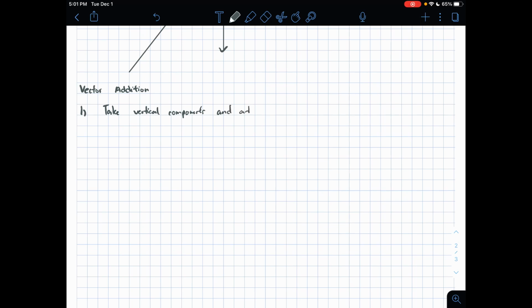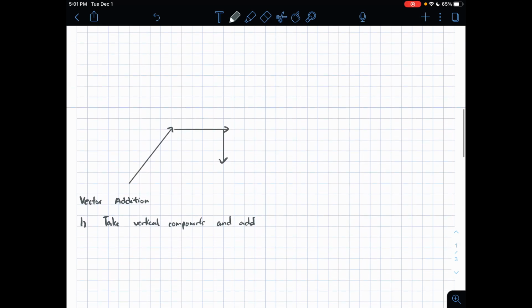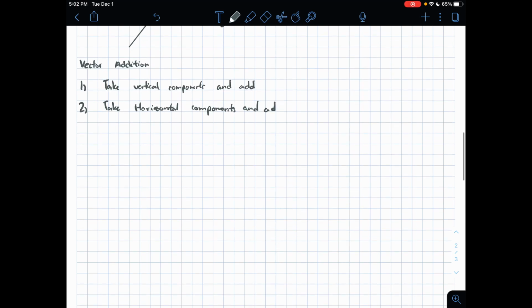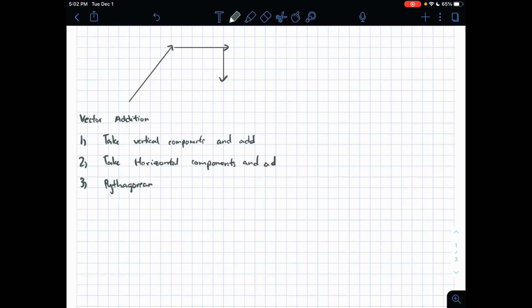Afterwards, you take the horizontal ones and you add them as well. And then your third step is to do the Pythagorean theorem to solve for C, because it'll create a triangle. So for example, you take the vertical, you take the horizontal, you create a triangle, that's C, and you solve for it.